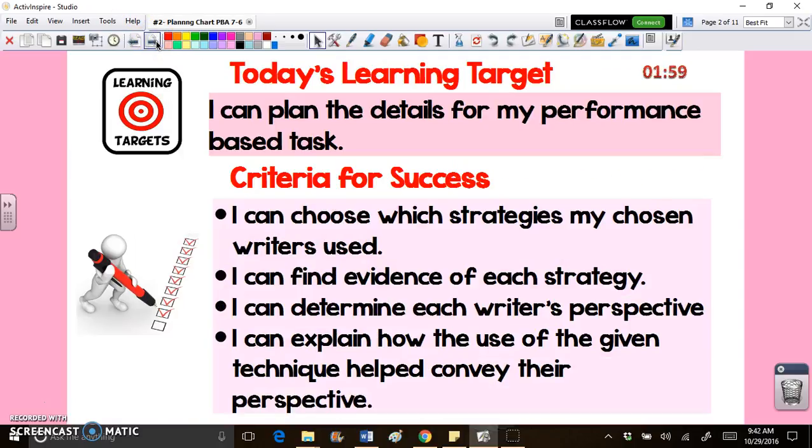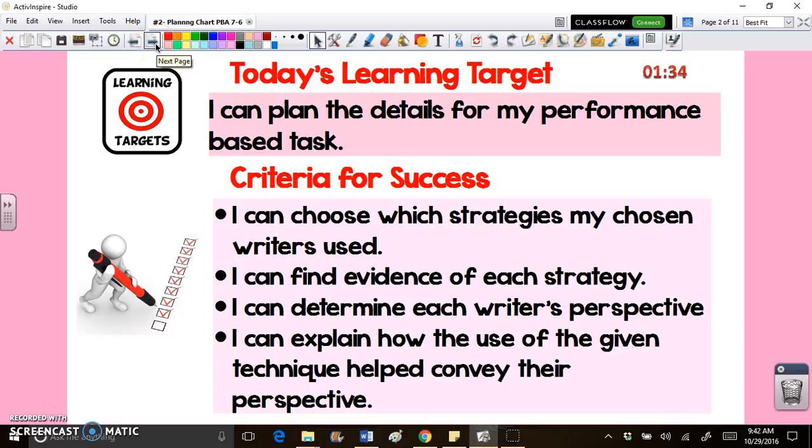Alright, so our learning target for today is to plan out the details for our essay, and we'll know we've achieved this learning target with 4 criteria for success. Criteria 1, I can choose which strategies my chosen writers used. Number 2, I can find evidence of each strategy. Number 3, I can determine each writer's perspective. And number 4, I can explain how the use of the given technique helped to convey their perspective.